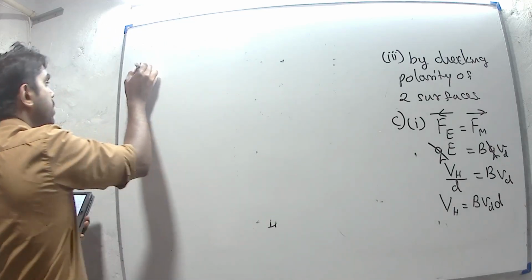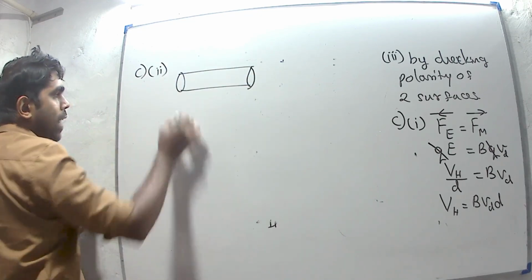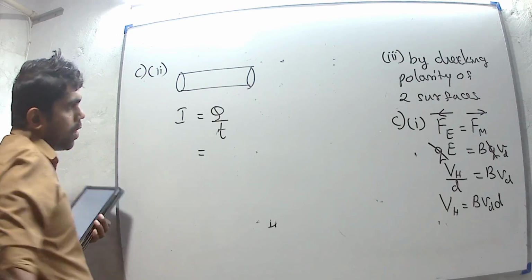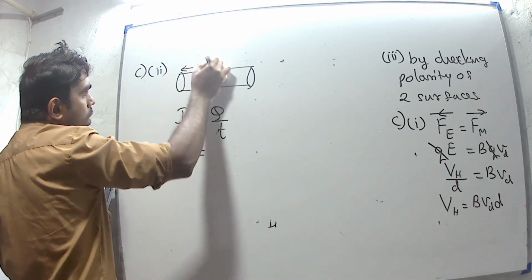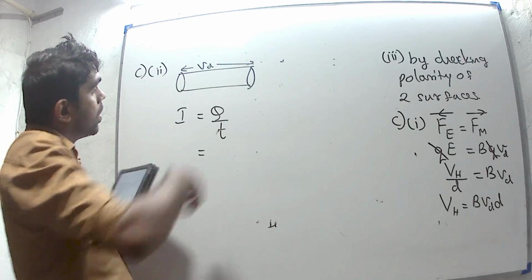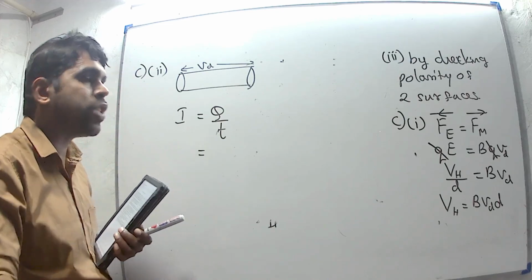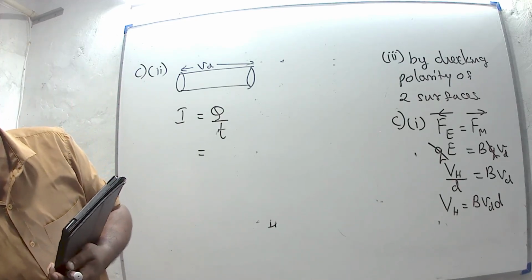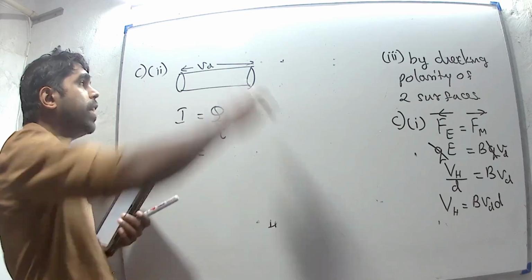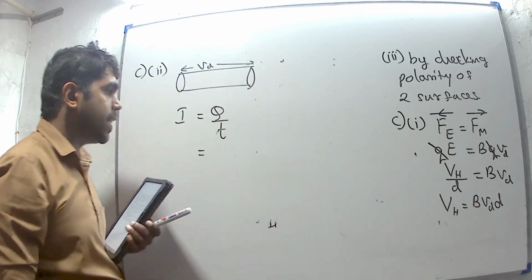I will consider a conductor like this, and we know that current is charge flow rate, charge divided by time. When considering unit time, electrons should move Vd distance. Vd means velocity of an electron. Therefore, electrons should move Vd distance per unit time. Therefore, we can consider a conductor with Vd length.